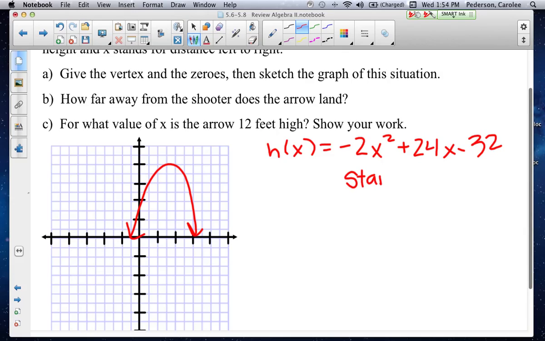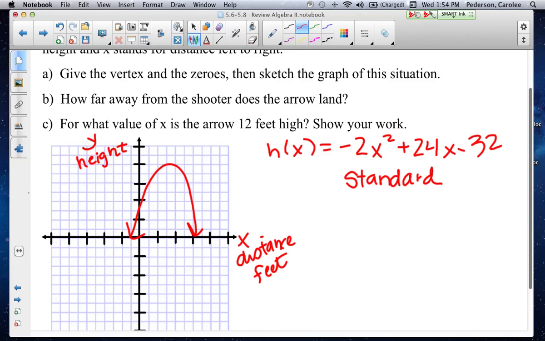And this is my x-axis, which is the distance the arrow will travel in feet. And then this is the height of the arrow, which normally we would say is y. In this case, it's h. And it asks us to give the vertex and the zeros, then sketch the graph of this situation.